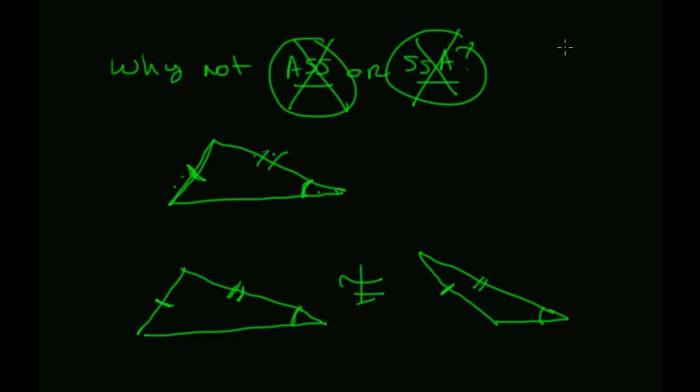which is why I cannot rely on ASS or SSA as ways of proving congruent. So today we learned 2: if I have 3 sides congruent, or 2 sides and the angle that's included by those 2 sides congruent, then I can count on the 2 triangles being congruent.